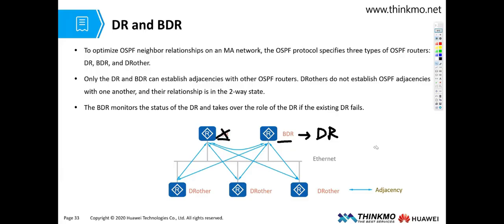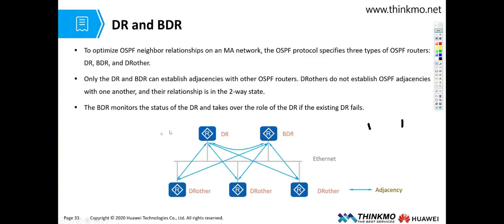Here, we first compare the priority of the DR, which ranges from 0 to 255, with the default being 1. The larger, the better. If you have two devices here competing, one with a priority of 100 and the other with 200, I will choose the one with 200, as the larger the better. If the priorities are the same, for example, if neither has been changed and the default is 1, then we compare the router ID of the devices. This is also the larger the better.